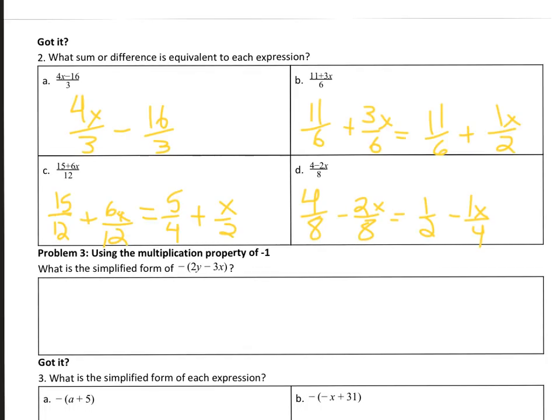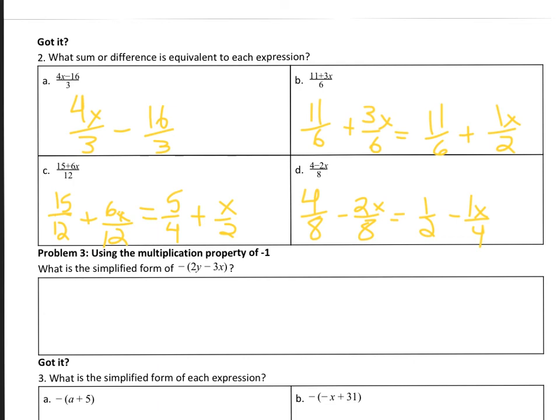All right, so for this got it, again, I'm just kind of pulling apart the addition and subtraction and rewriting them as two separate fractions. So in A, 4x over 3 minus 16 over 3. And I would leave it like that if I can't simplify the fractions. That's fine. In part B, you see that I can simplify one of those fractions. I got 11 over 6 plus 3x over 6. I can simplify 3x over 6 to be 1x over 2, kind of like 1/2, all right?